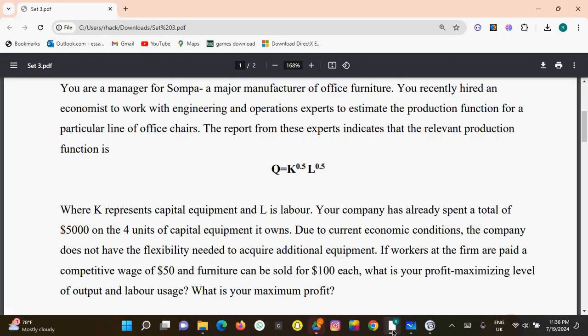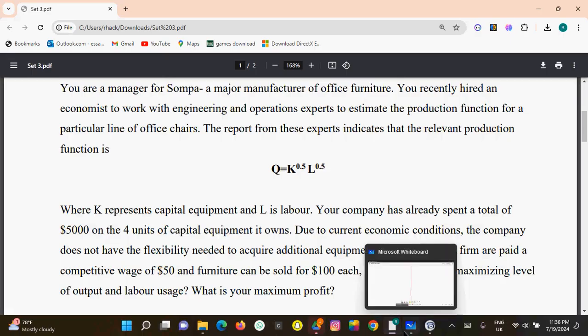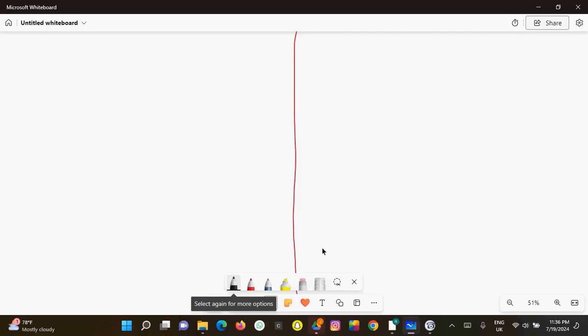they're asking us to find our profit maximizing level of output and labor usage. So what it means is that this question is asking us to find the value marginal product of labor. This is because it is telling us to solve for the profit maximizing level for labor and then output usage. Before we can solve for output, we have to first solve for labor.